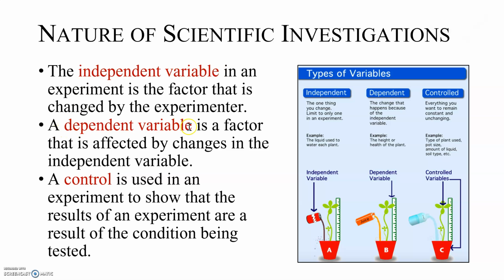The dependent variable is the factor that is affected by the changes in the independent variable. So in other words, the things that you do as the independent variable will cause a change in the dependent variable, but it's not direct. Okay, and then the control is a thing that's the same along the whole way.